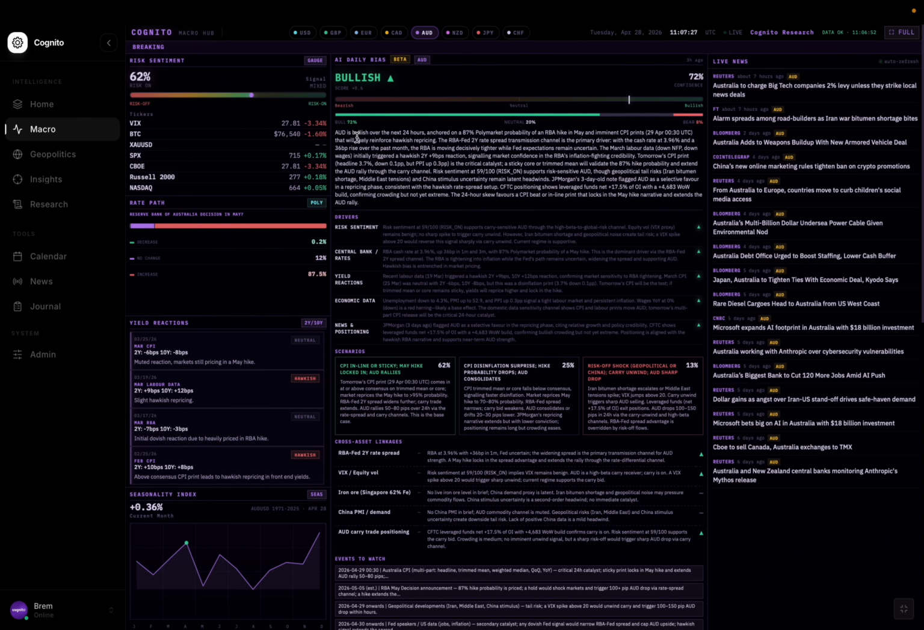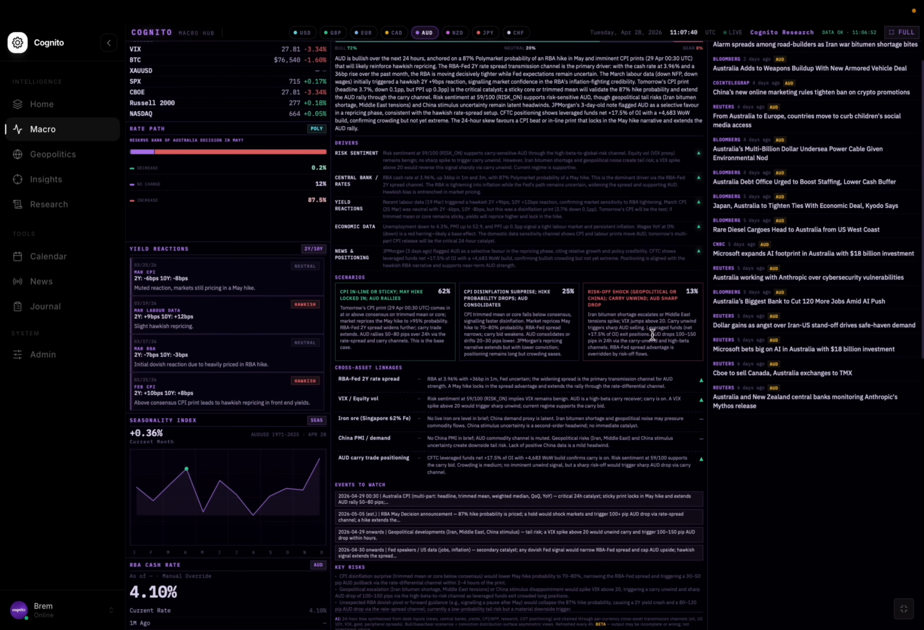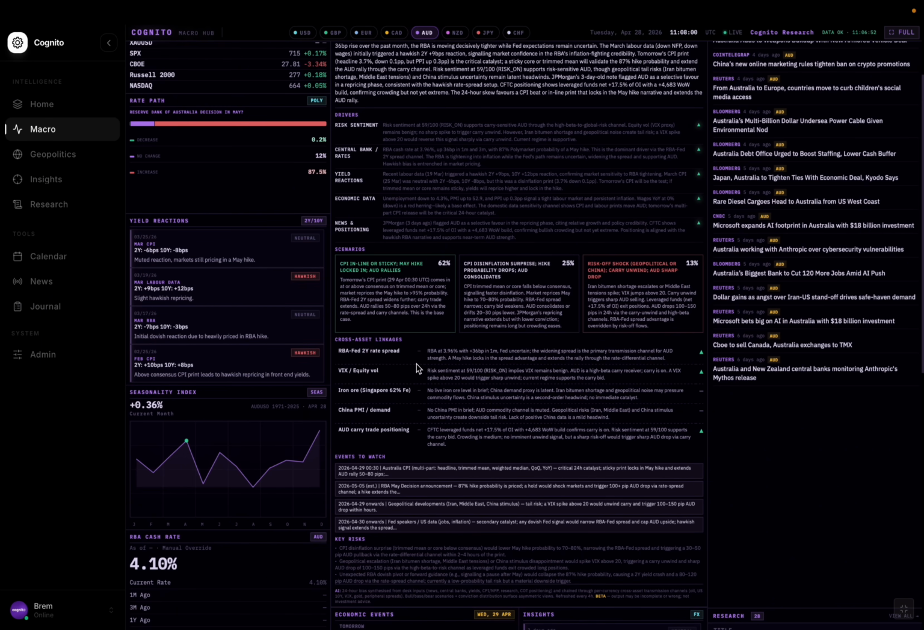As you can see here, the Australian dollar right now is bullish due to all these factors listed here. The scenario analysis here shows you the probability of specific scenarios playing out. For instance here, on Australian CPI, if it's in line or sticky, there's a 62% chance this will happen: the AUD rallies. You can also track cross-asset linkages, so the RBA to Fed 2-year rate spread, the VIX and equity volume, iron ore, China PMI, and a whole load more.